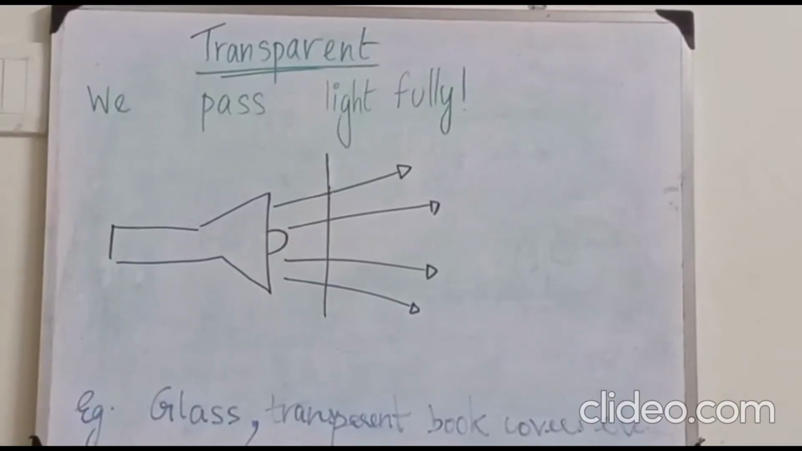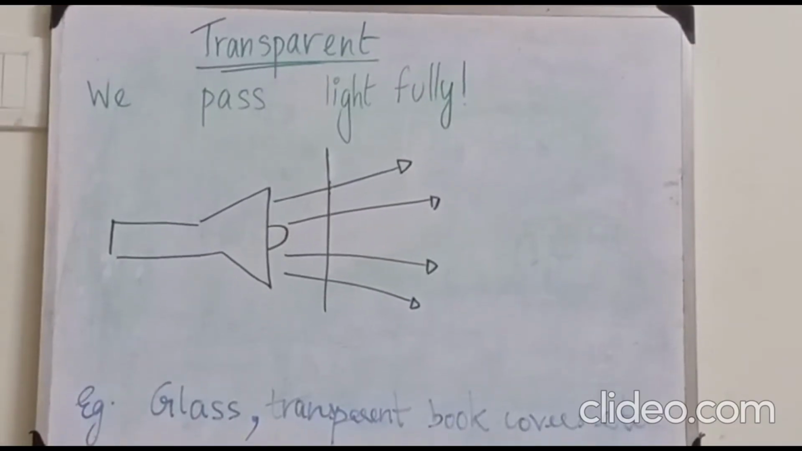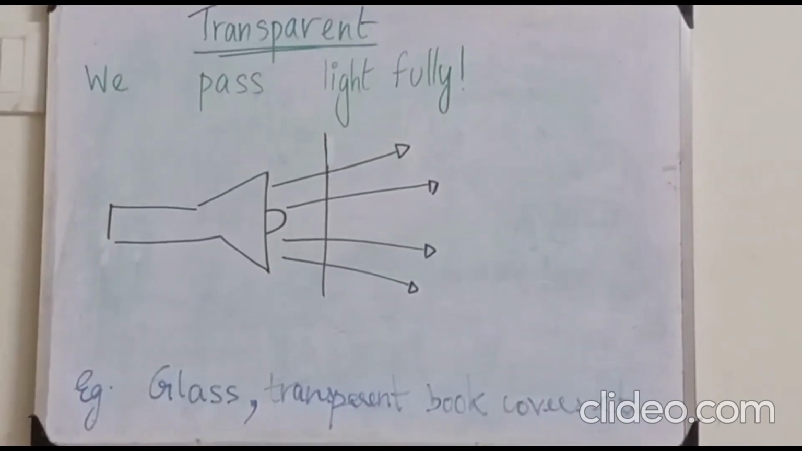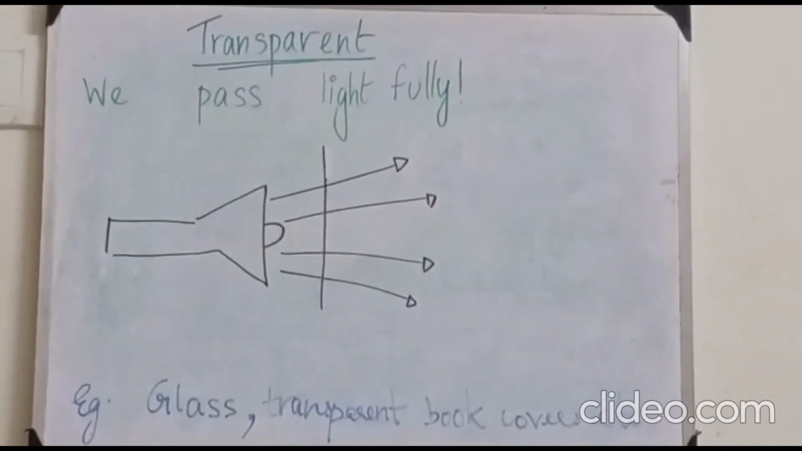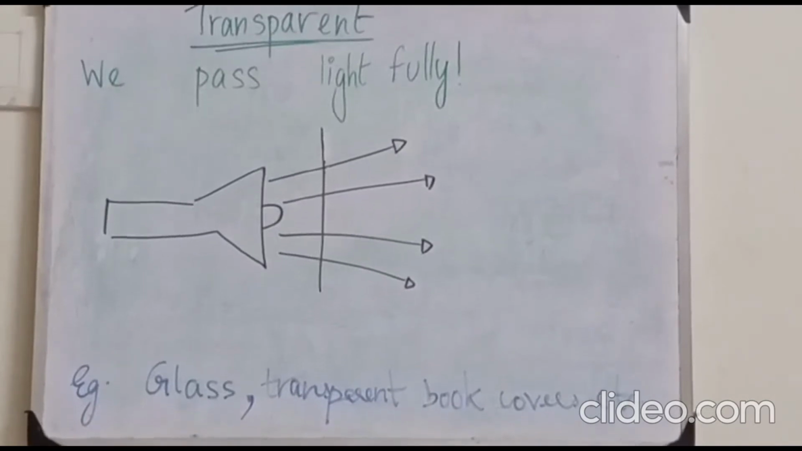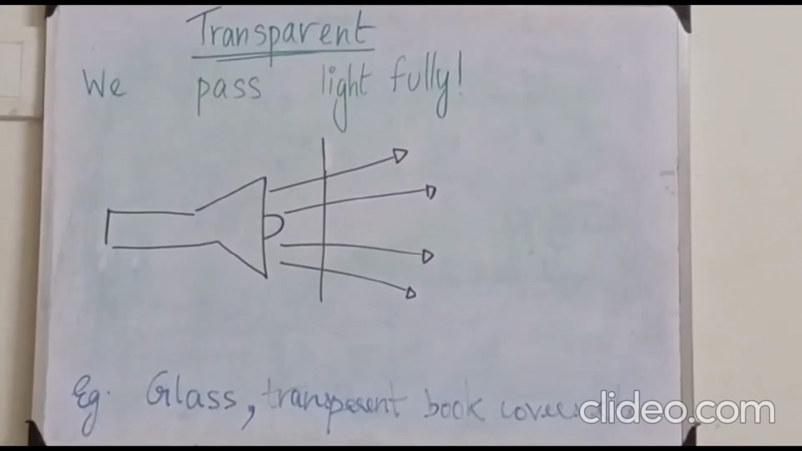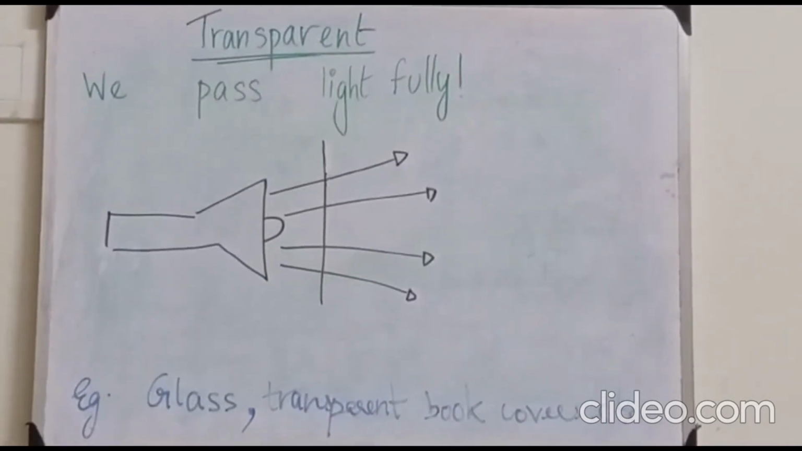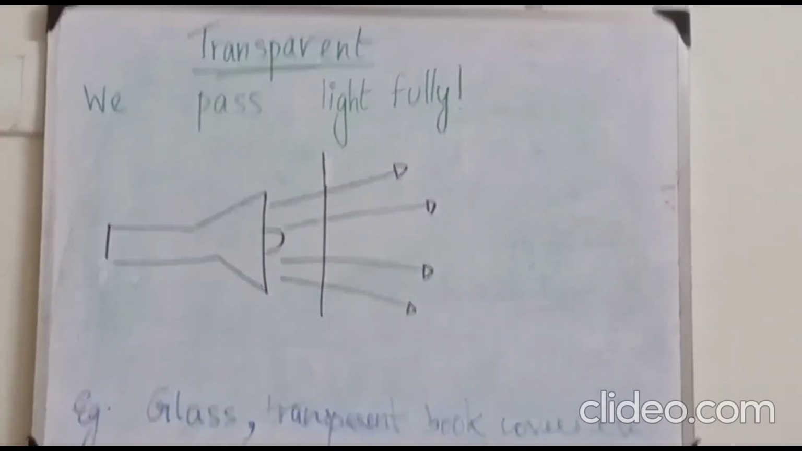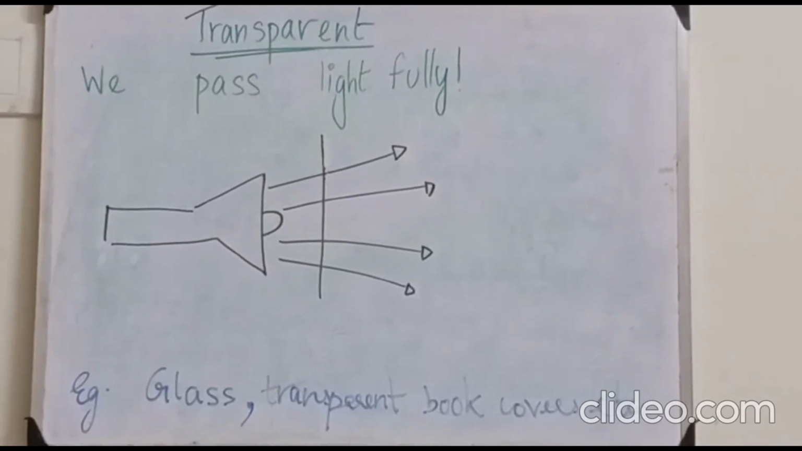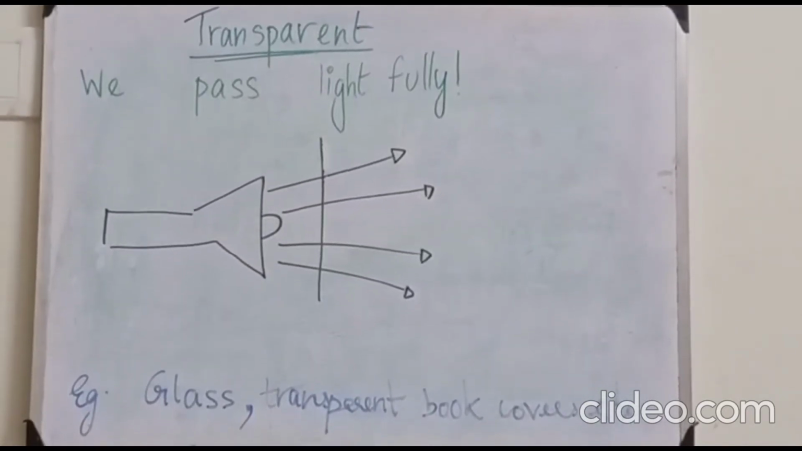The first type of non-luminous object is transparent objects. They pass light fully. So, no matter how much light you pass through it, all the light will reach the other side, and seeing an object through it is a piece of cake. For example, your glass window, just like Sanvi said. A few other examples are transparent book covers, etc.